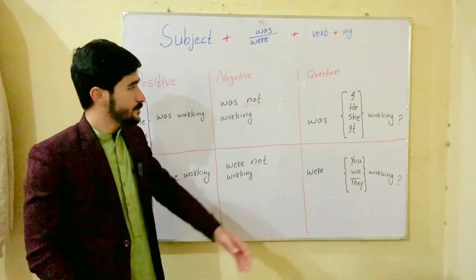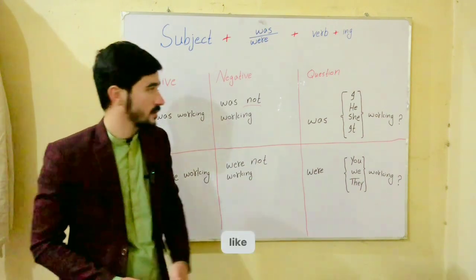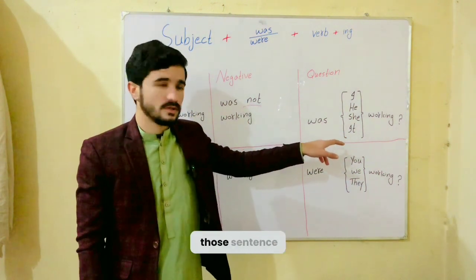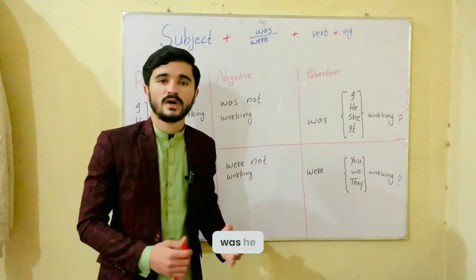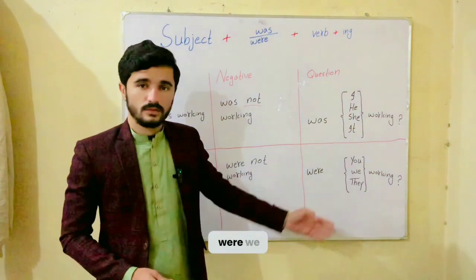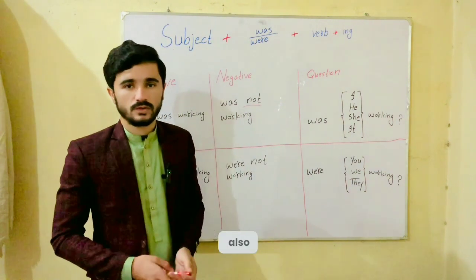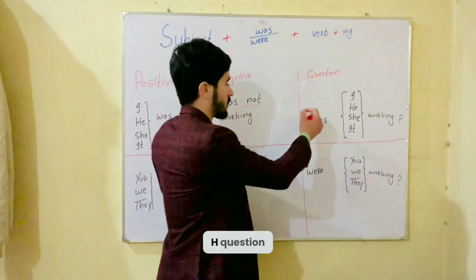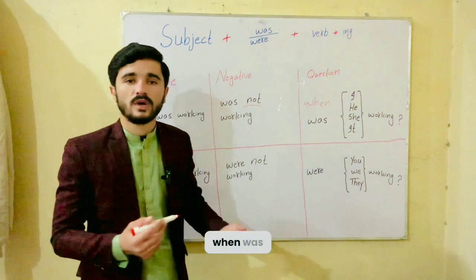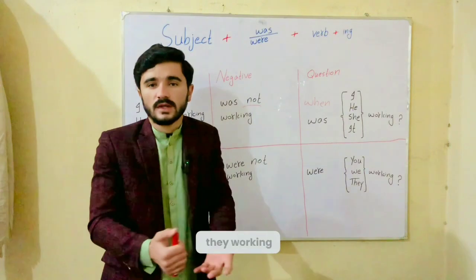But when we make a sentence for a question, we use the helping verb at the beginning of the sentence, like was I working, was he working, was she working, were we working, were you working, and were they working. We also use it for a wh question, like when were they working, and how long were they working.